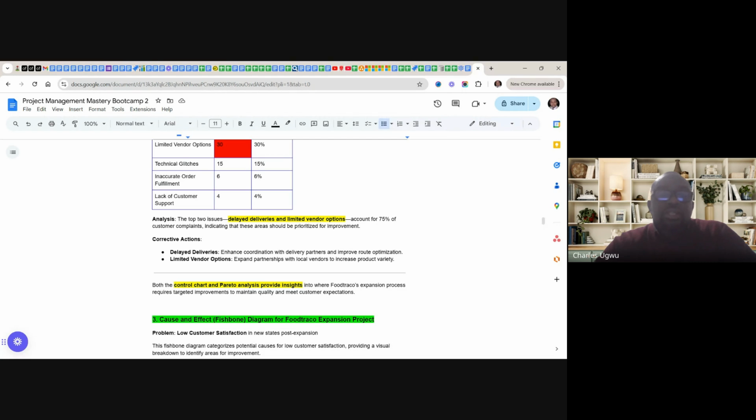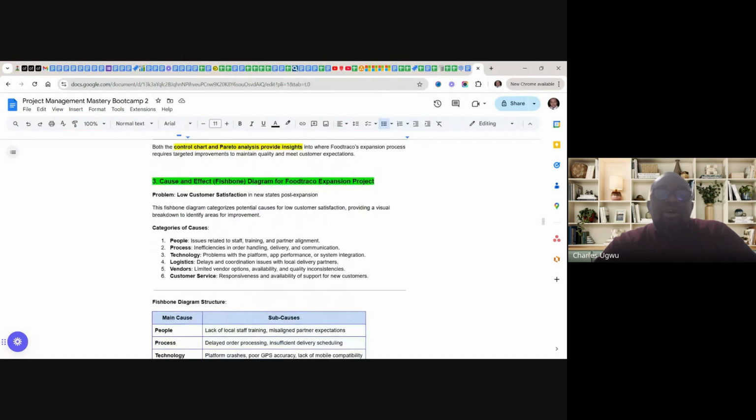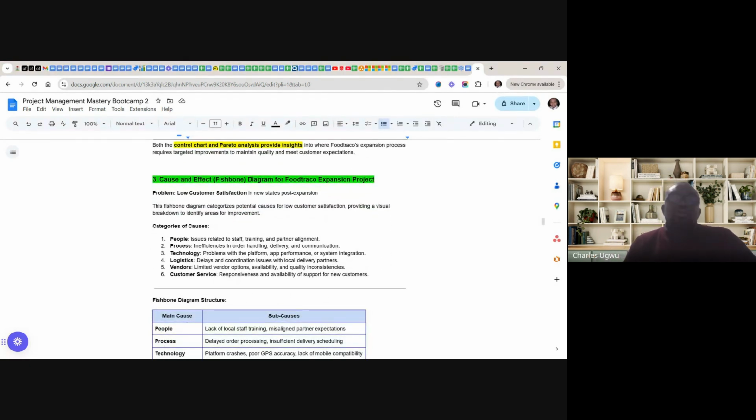Another tool is what we call cause and effect, or root cause analysis. The first 2 tools we discussed, Pareto charts and the control chart, are for capturing defects. And root cause analysis, or cause and effect, will help us find out the root cause of the problem, why this defect.